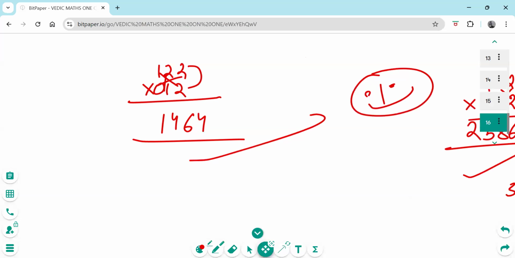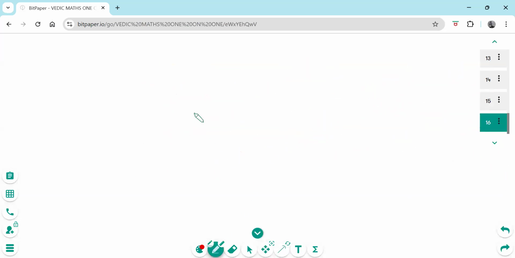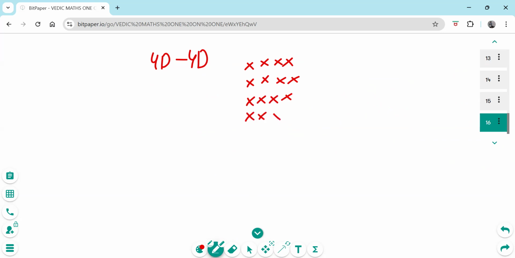Okay. Now, what if, yes, there is a technique for 4 digits also. So what we're gonna do, we're gonna have stars for 4 digits. It is rarely used, but I will go on teaching you everything. I'm not skipping anything in this course of Vedic math. So you're gonna have 4 stars this time. Something like this is going to happen. Okay, you're gonna have 4 stars.